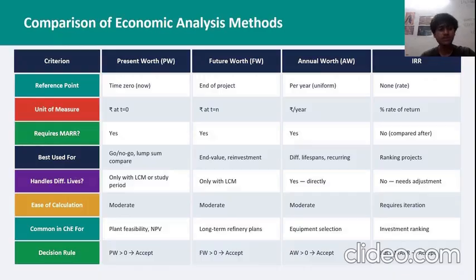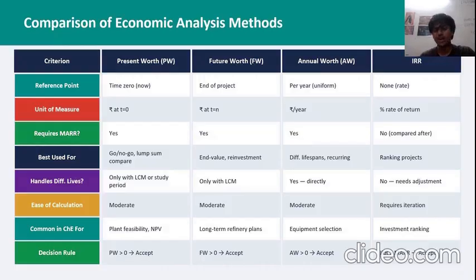And internal rate of return is mainly used for ranking and comparing multiple investment options. Now, another important factor is how these methods handle different project lifetimes. Present worth and future worth require adjustments like least common multiple or steady period methods, whereas annual worth can directly compare alternatives with different lives, which makes it very practical in equipment selection. Internal rate of return, however, does not handle differing lifetimes well without additional adjustments.